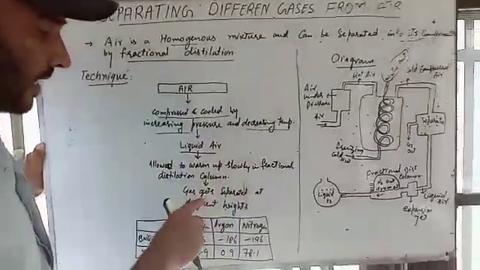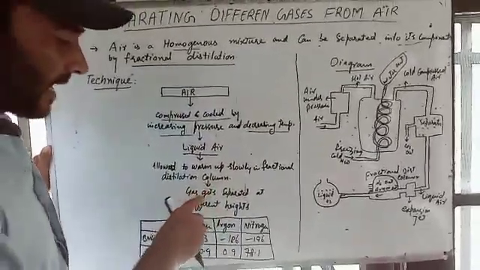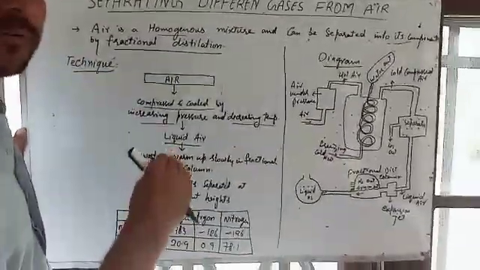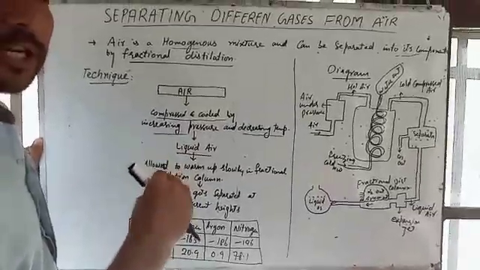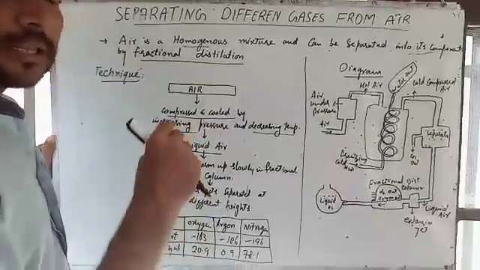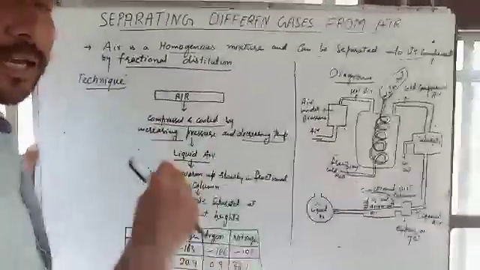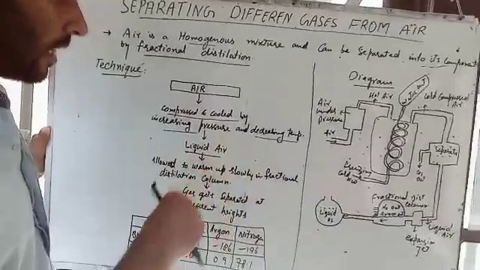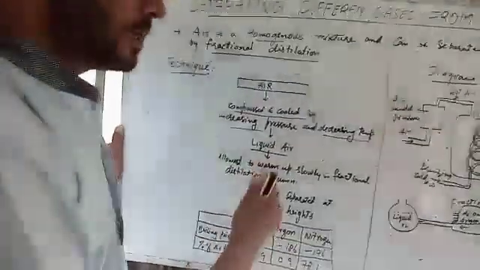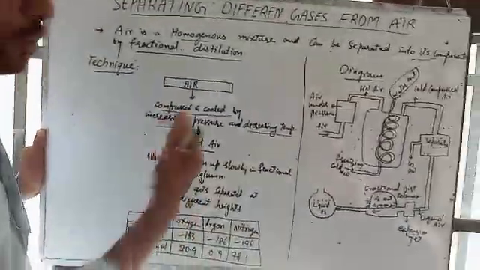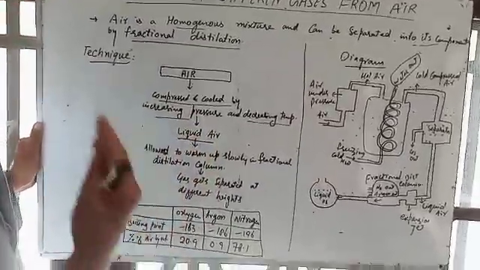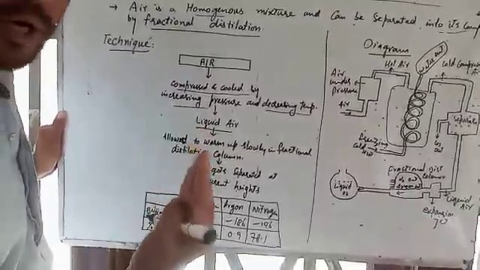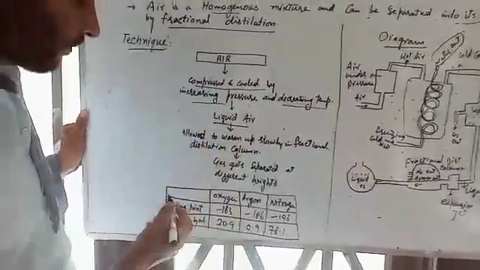And then the next step is that the gases get separated at different levels, at different heights, in the fractionating column. I will show you the diagram of this technique, how the whole process is done in a proper manner. First, you need to know about the different boiling points of the components of air.